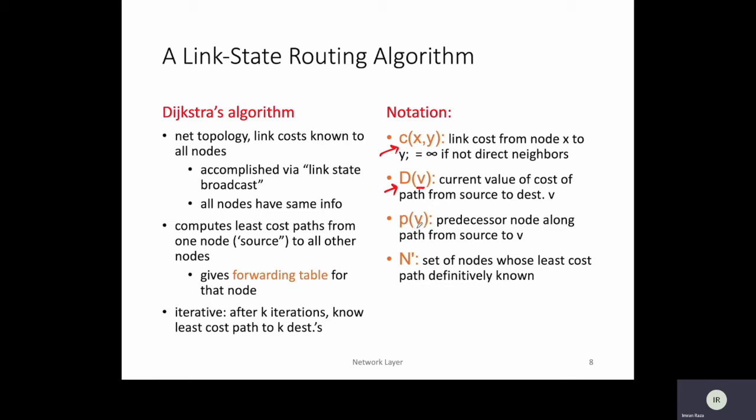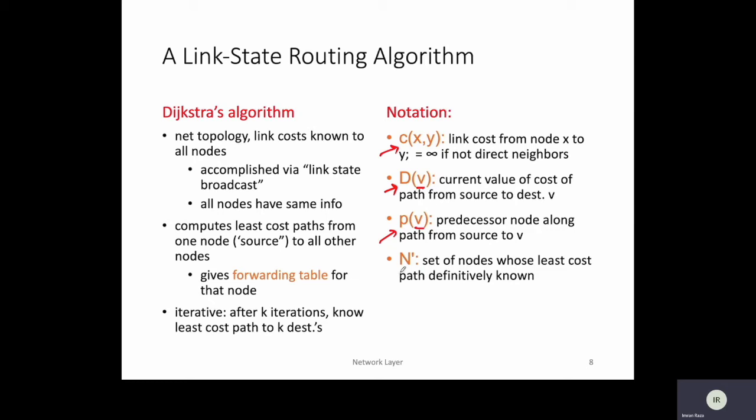The next notation that we need to understand is PV, that is the predecessor node, the cost to reach the predecessor of destination V, right? So if I'm interested in knowing the cost to the predecessor node of destination V, that is represented by this notation PV. And here N is the set of nodes whose least cost path is definitely known, right?